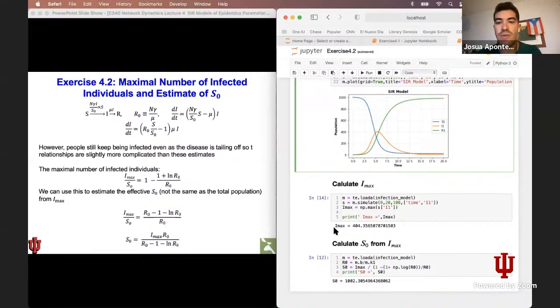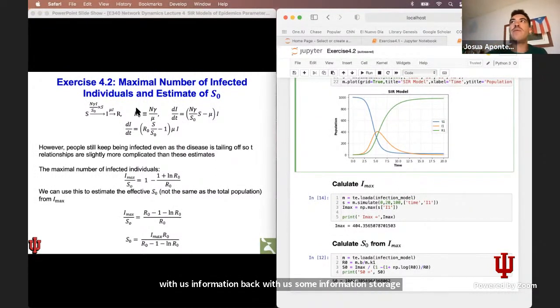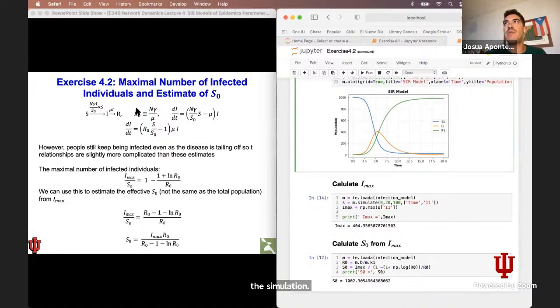Okay, so just as a recap, we've used some information from the simulation and some information from the known parameters to determine important indicators of the infection, namely the time at which the infection, or the epidemic, starts to decrease.